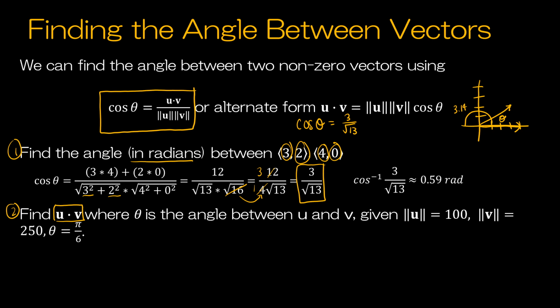For question 2, we're finding the dot product, and here they're giving us theta is pi divided by 6, the magnitude of u is 100 and the magnitude of v is 250. So very straightforward, just plug it straight in, 100 times 250 times cosine of pi over 6, which gives me 25,000 times radical 3 over 2, or 12,500 times radical 3.